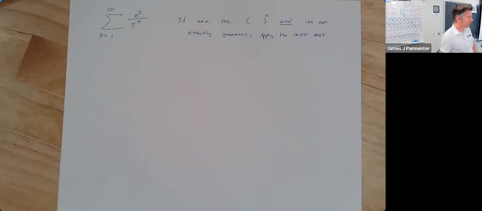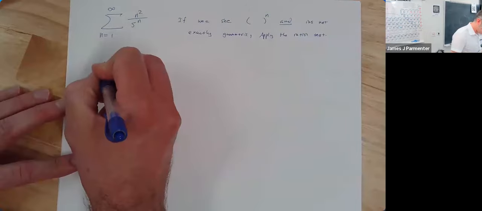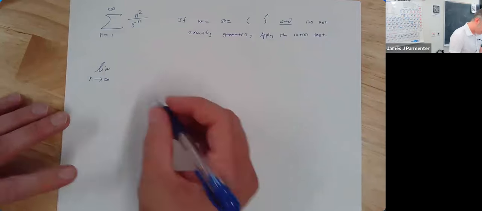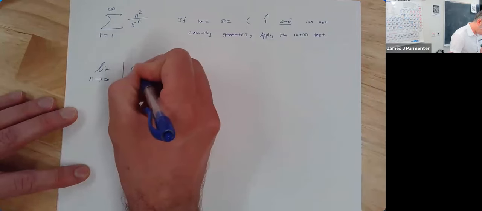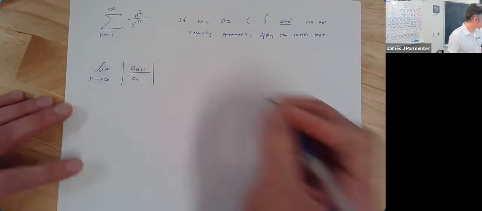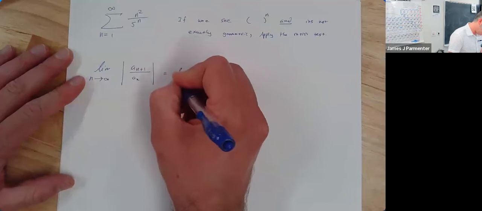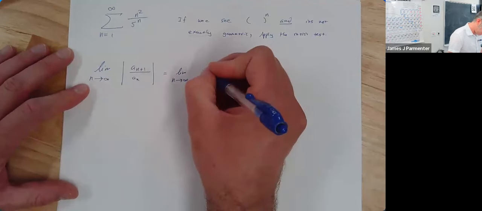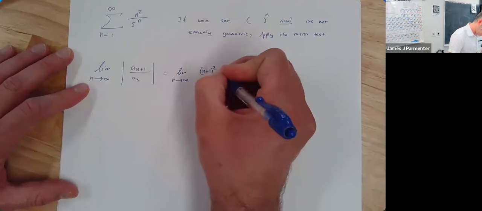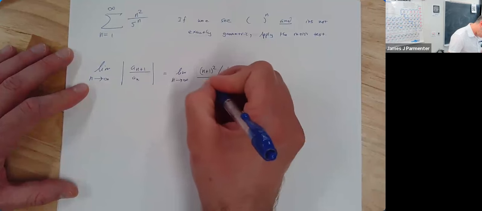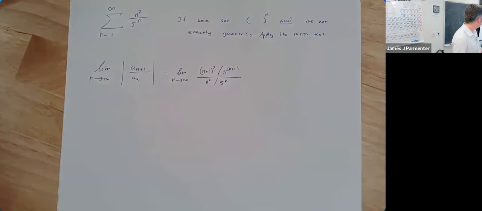So here, and I know we haven't talked about the ratio test, but we're going to talk about it right now. So the ratio test says you take the limit as n goes to infinity. Technically, there's an absolute value of the n plus 1 term over the n term. So in this case, it's going to be the limit as n goes to infinity of (n plus 1) squared over 5 to the n plus 1, over n squared over 5 to the n. And I dropped the absolute values because I know everything's already positive.